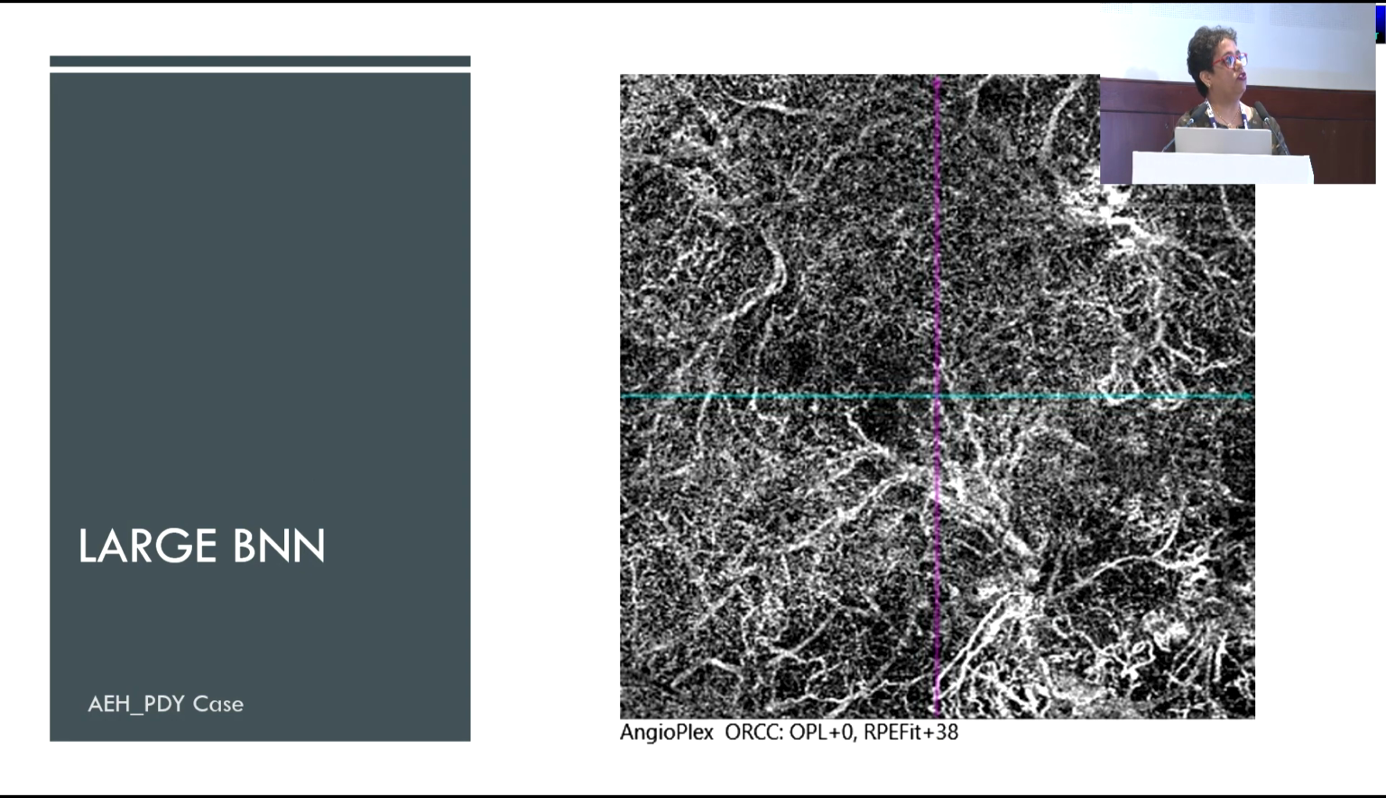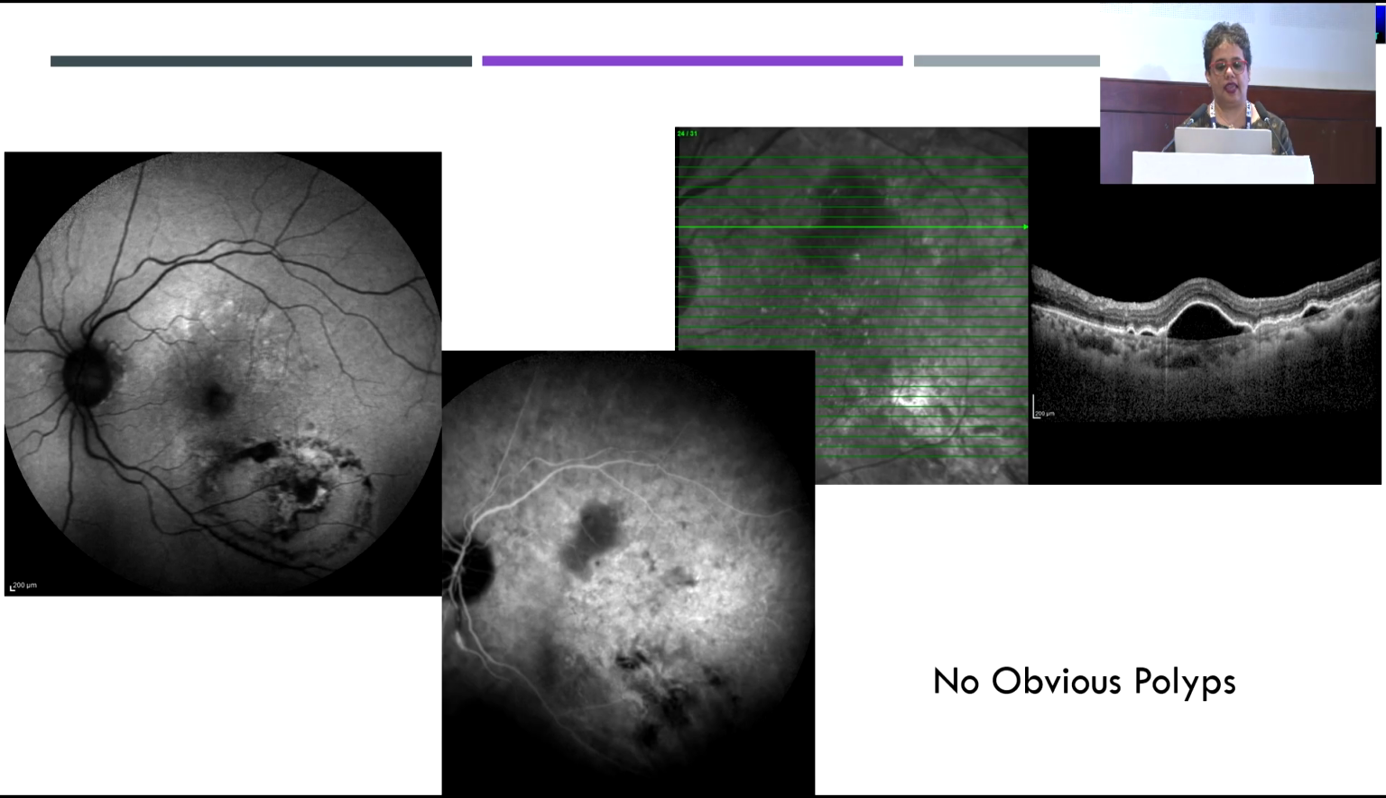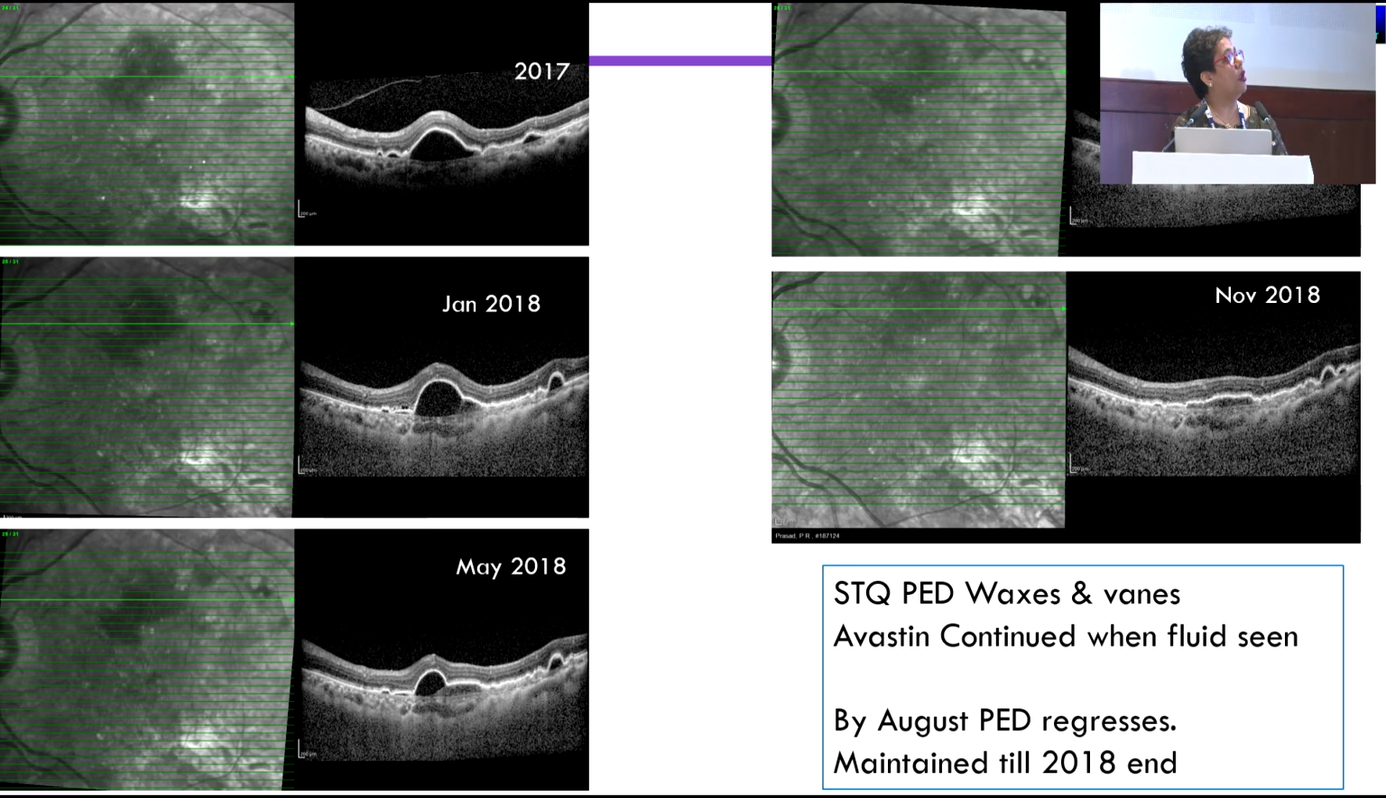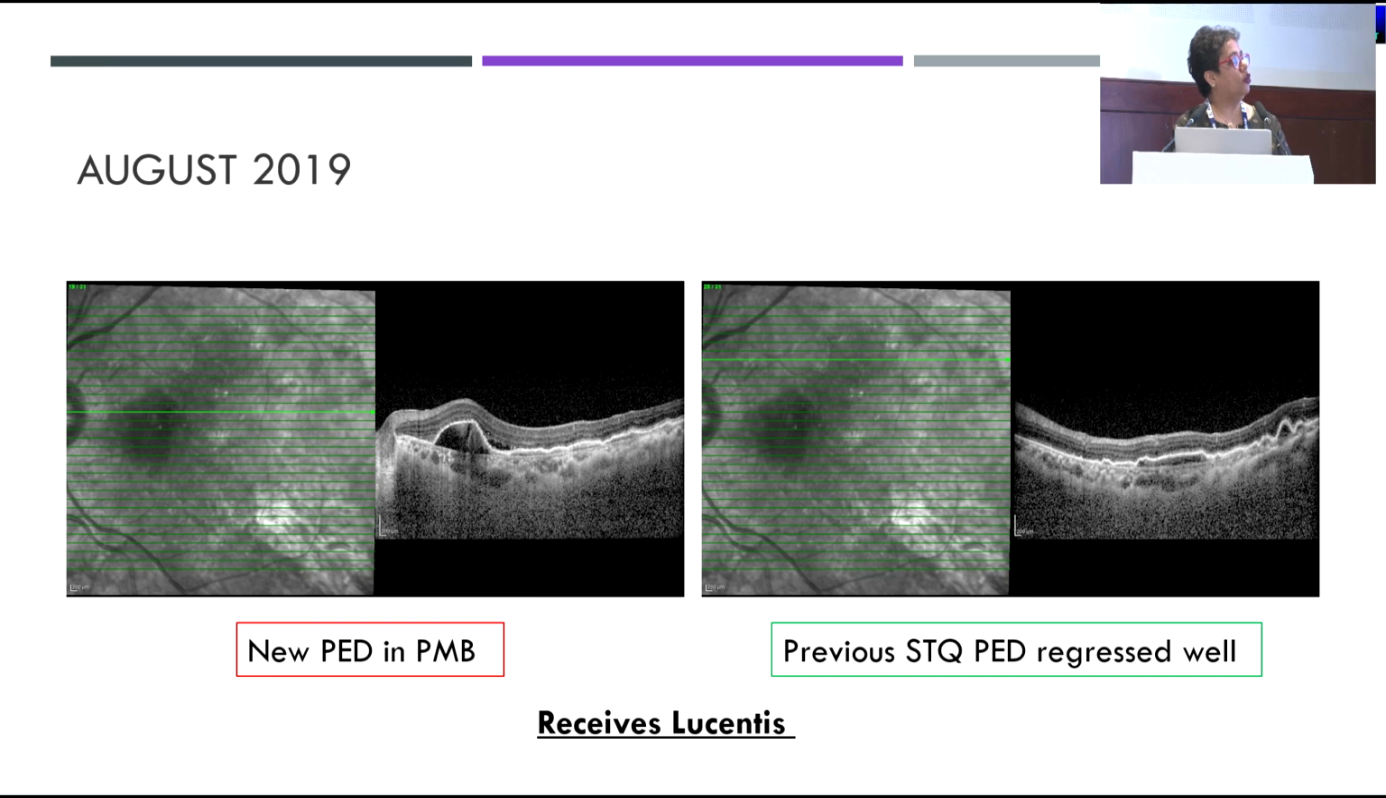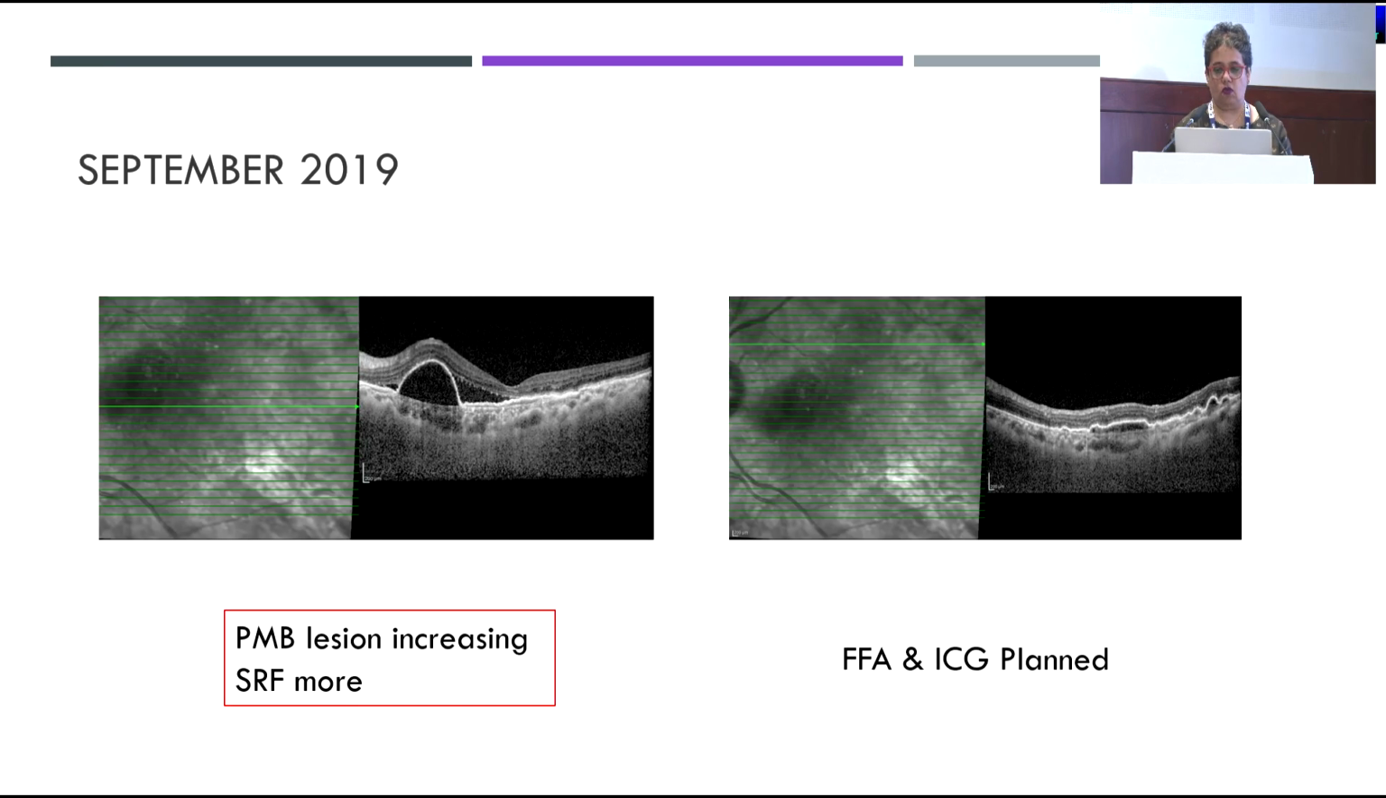And here's another patient whom I had followed up for over 10 years, and he's got this large branching vascular network. If you look at his case history, he had this polypoidal lesion here, which was treated. He had this multilobular PED here. At this time, we couldn't image polyps. He went on to later develop a PED lower lying over here.